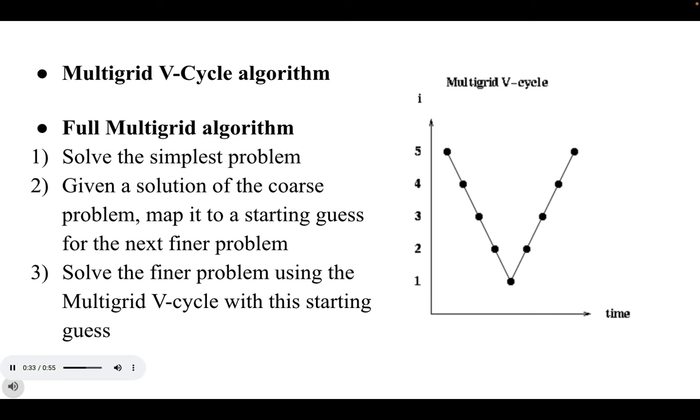This basic algorithm is called V-cycle because if we draw it schematically in space, it looks like the image on the right. The ultimate multigrid algorithm uses the multigrid V-cycle algorithm we just described as a building block. It solves the simplest problems and, given the solution of the coarse problems, maps it to a starting guess for the next finer problem. And it solves the finer problems using the multigrid V-cycle with this starting guess.